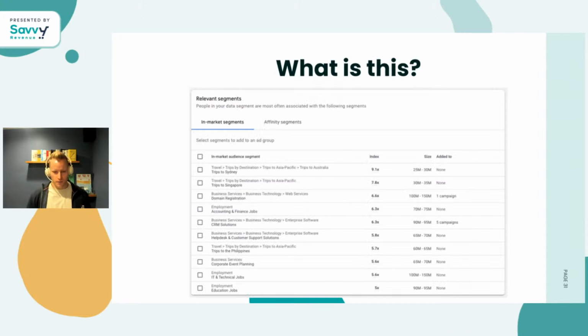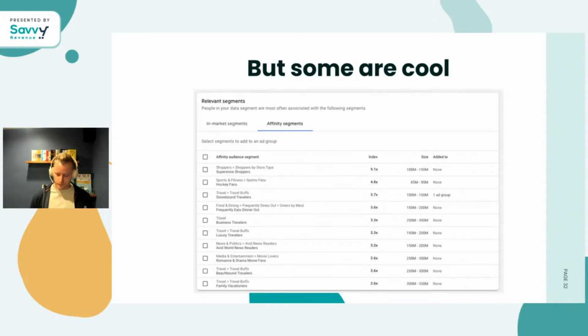Try to check Audience Manager. This is for an email software provider. Trips to Sydney, trips to Singapore have the highest index or overlap with their converted users. So this is absolutely useless to use. Domain registration might be okay, but technically they don't go after people who are just starting out new businesses. Accounting, finance jobs, irrelevant. CRM solutions is actually pretty awesome. But I don't trust any of this when I see it so bad.